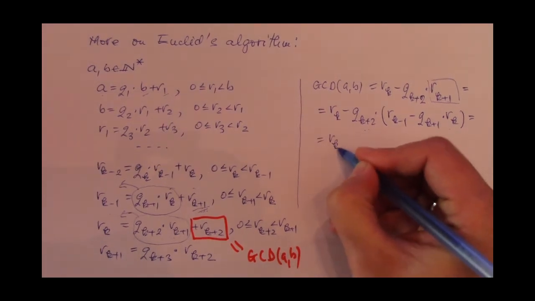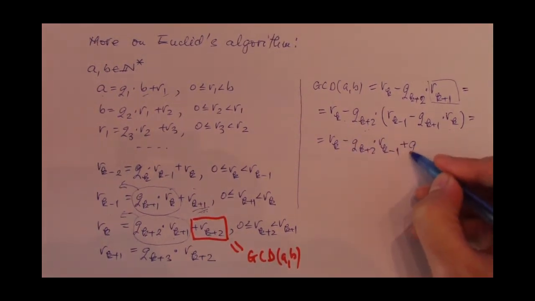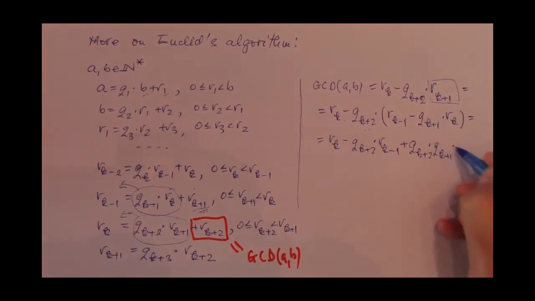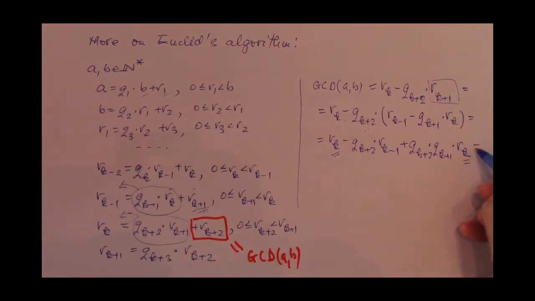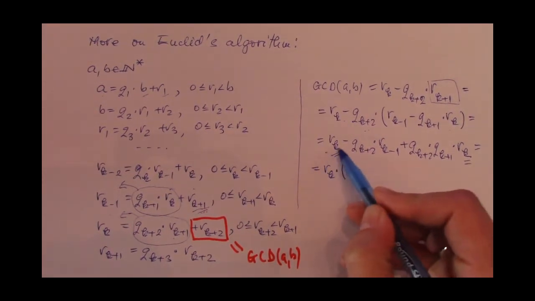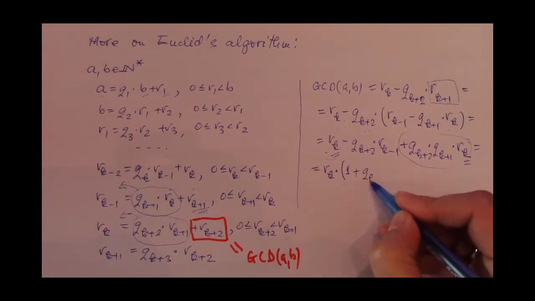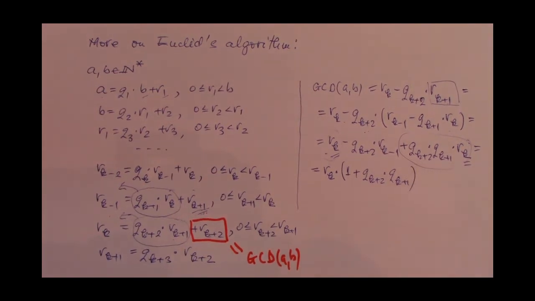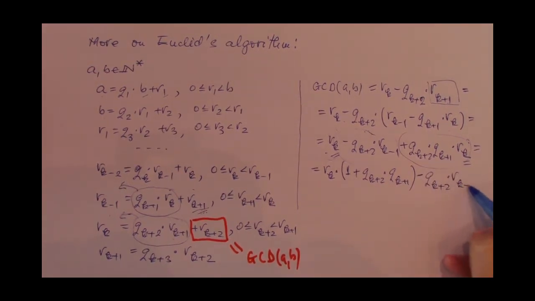So this is going to be equal to rk minus qk plus 2 times rk minus 1. Minus with minus gives us a plus, plus qk plus 2 times qk plus 1 times rk. Again, complicated notations, but just basic algebraic manipulation. Now when I look at this expression here, I see rk appearing here and rk appearing here. So we can factor rk, so let's do so. So this is going to be equal to rk times what's left from this occurrence of rk is just 1, and what's left from this occurrence of rk is plus qk plus 2 times qk plus 1. And we close the bracket, and there is this middle term left, minus qk plus 2 times rk minus 1.